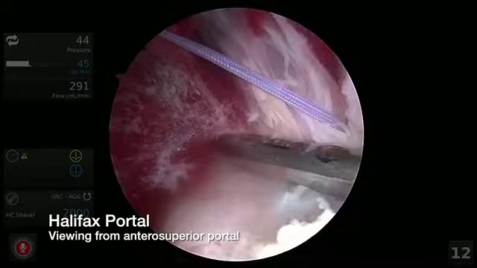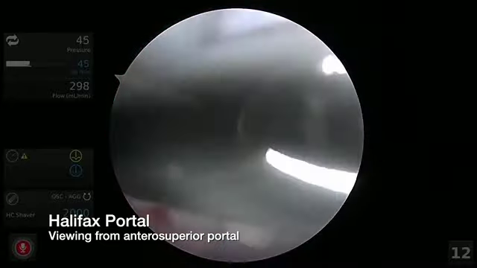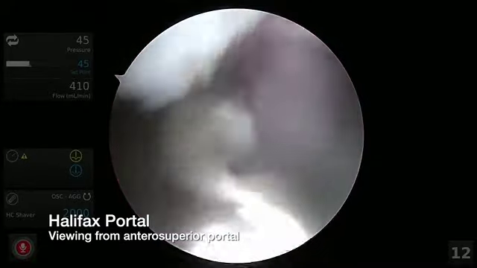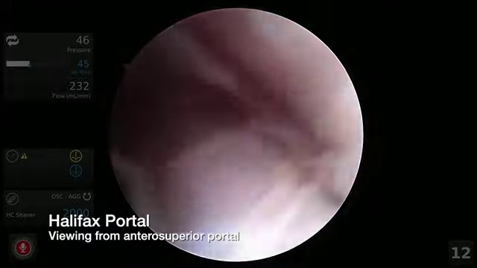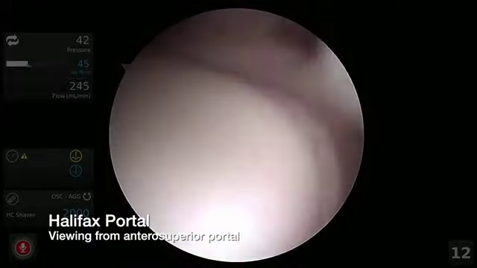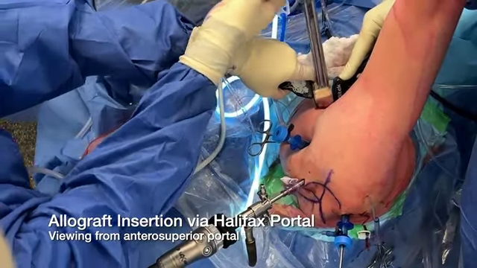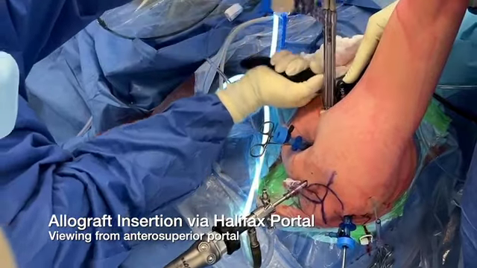the conjoint tendon. A switching stick from the posterior portal is inserted superior to the subscapularis and lateral to the conjoint tendon and pushed forward to just under the skin. 2 half pipes are inserted through the skin incision, followed by a channel dilator and finger dissection to further open up the portal. The graft is inserted via the Halifax portal with the help of the 2 half pipes that keep the channel open.